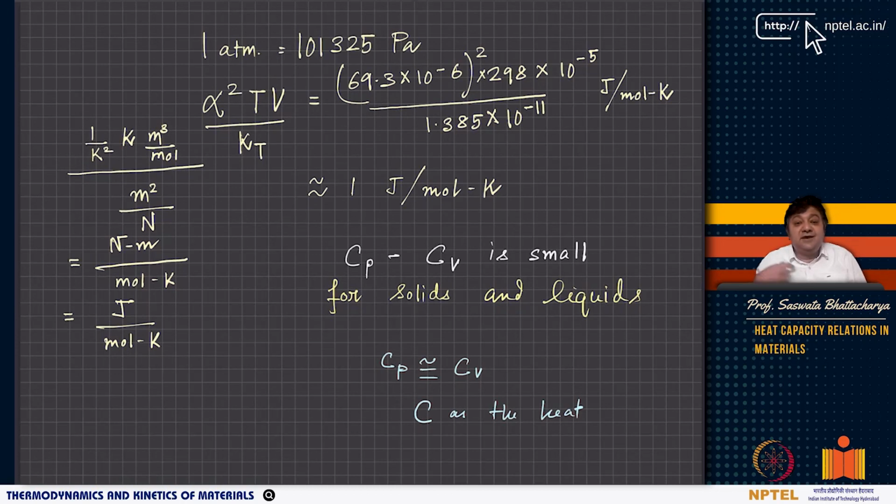We can think of heat capacity at constant volume or at constant pressure. Many times we take Cp, the heat capacity at constant pressure, as the heat capacity of solids and liquids. So C is the heat capacity. It can be either Cp or Cv, because Cp minus Cv is small for solids and liquids.